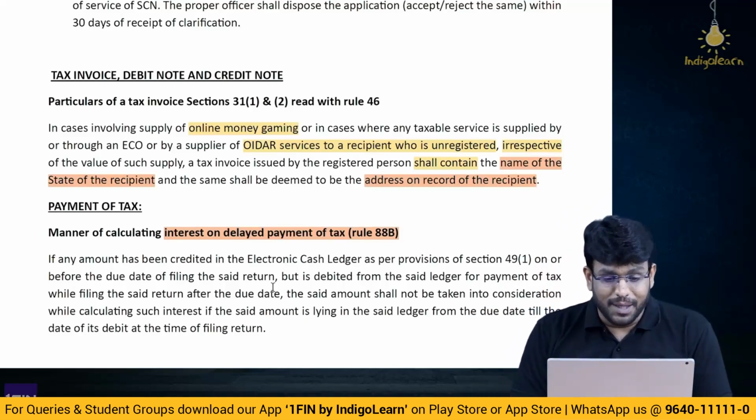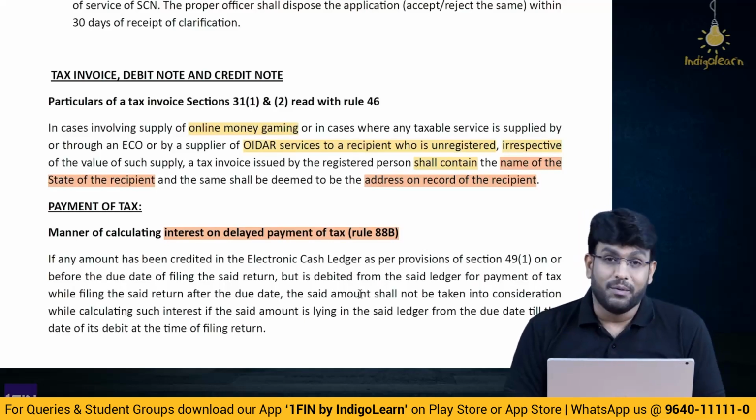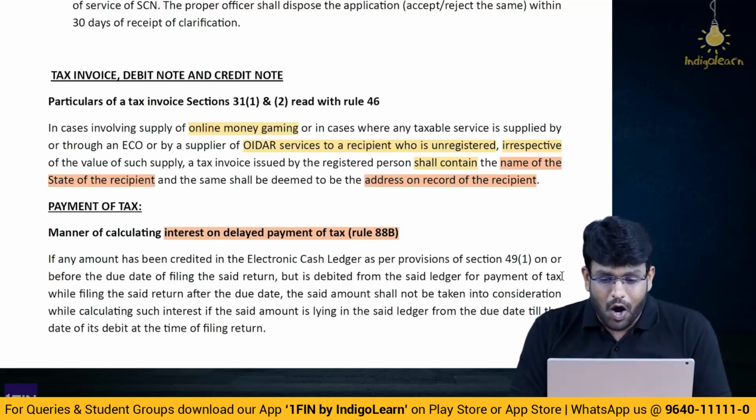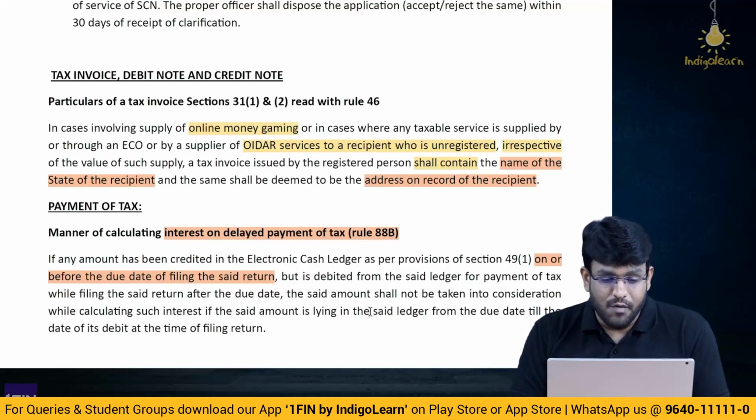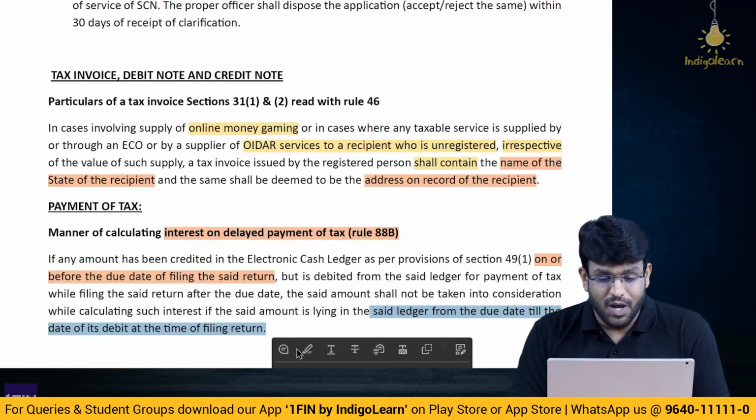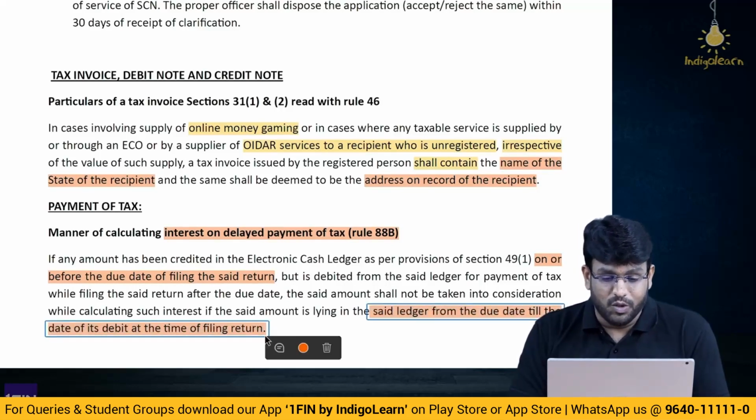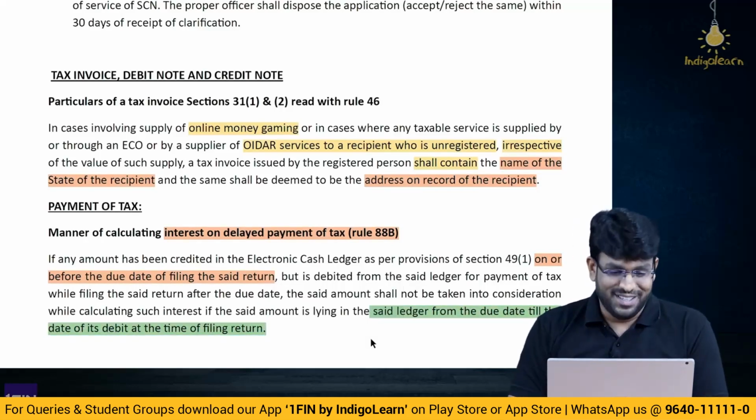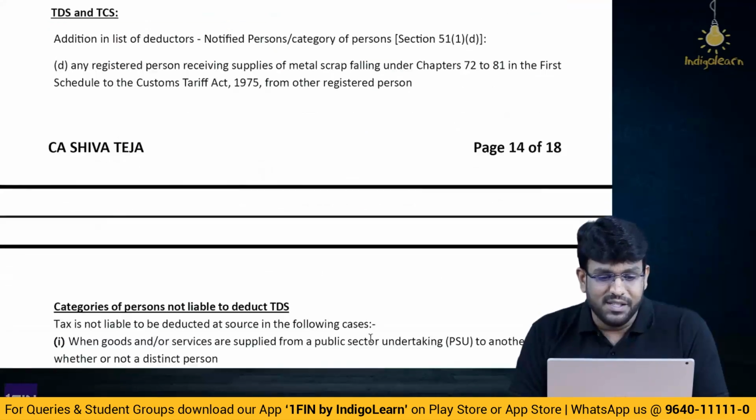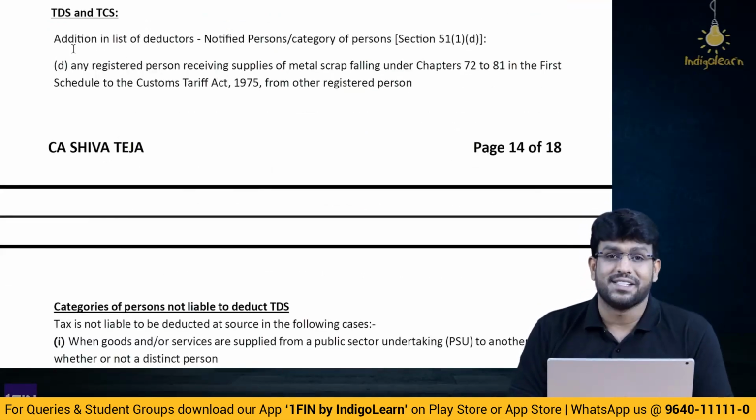Provided that amount is there in the cash ledger on or before the due date of filing the return, but it is debited while filing the return. But that amount should be there in the cash ledger from the due date till the date of debit, only then on that amount we are not going to charge any interest, my dear friends. Interesting point.